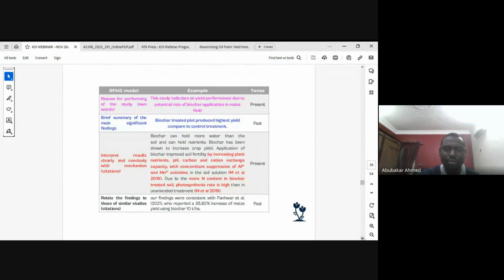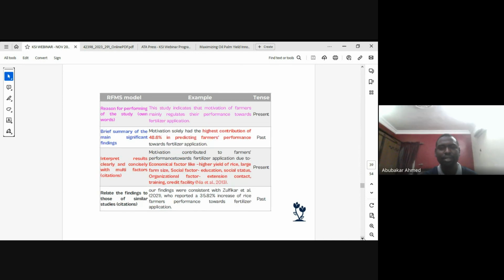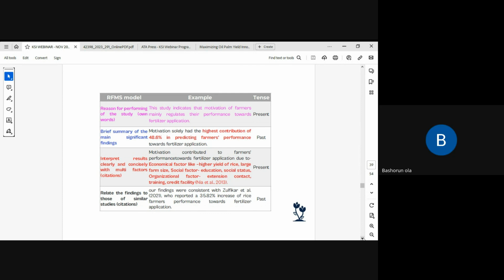We say due to the higher N content in biochar treated soil, photosynthesis rate is higher than in the unamended treatment. This we cite due to what has been said by M et al. 2019. Then we relate our findings to similar studies. For example, our findings were consistent with Panwa et al. 2021, who reported a 35.82 increase in maize yield using biochar at 10 tons per hectare. This one should be in the past tense because we are relating our findings to the findings of another person.